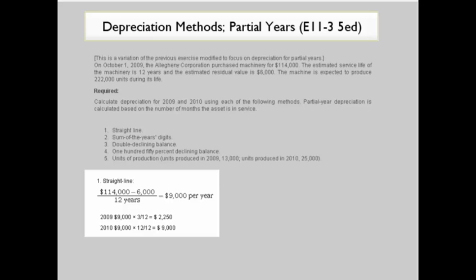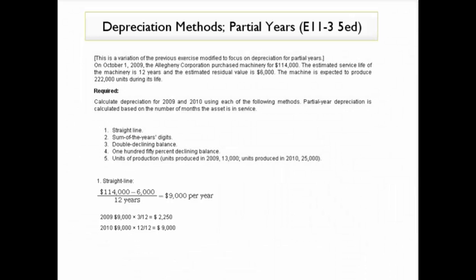Since we only have partial year depreciation for 2009, we take the $9,000 and multiply it times 3/12 to come up with $2,250 depreciation for the partial year 2009. For 2010, we record the full year depreciation of $9,000.